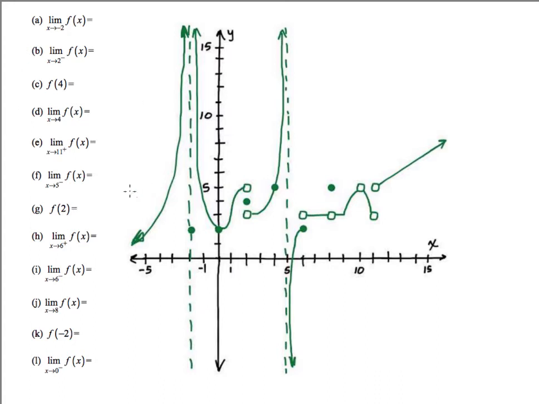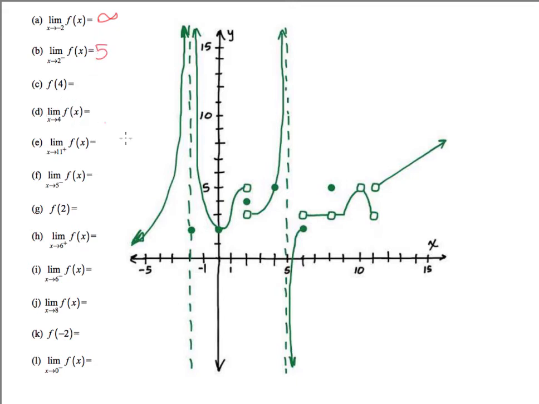So part A, what is the limit as x approaches -2? From the left of -2, I appear to be going to infinity. And from the right, I also appear to be going to infinity. So the limit as x approaches -2 of f of x equals infinity. Part B, we're looking at approaching 2 from the left. And that appears to be about a 5. So I'd say the limit as x approaches 2 from the left of f of x is 5.